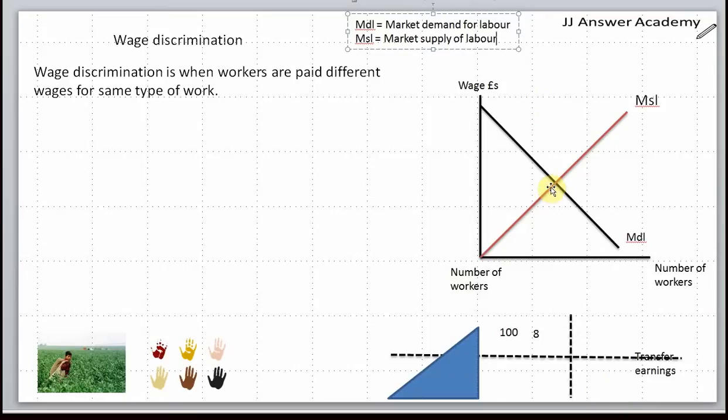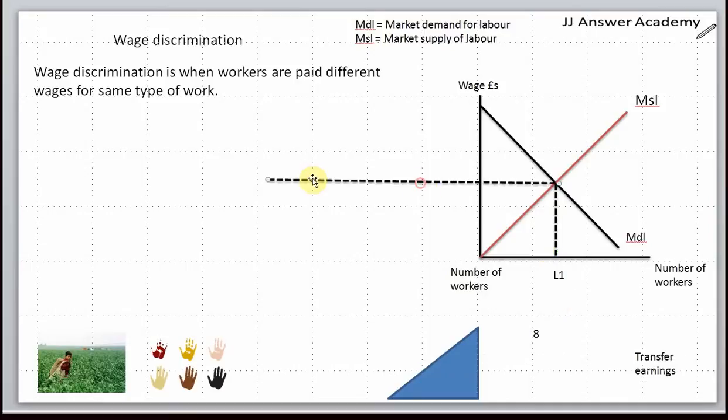and where the MDL curve and the MSL curve intersect, we've got the number of workers employed, and let's label this as L1. We have the market clearing wage and label this as W1.